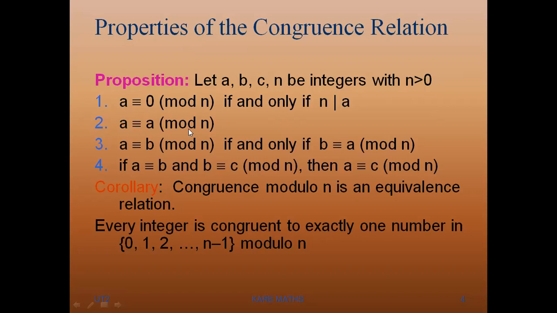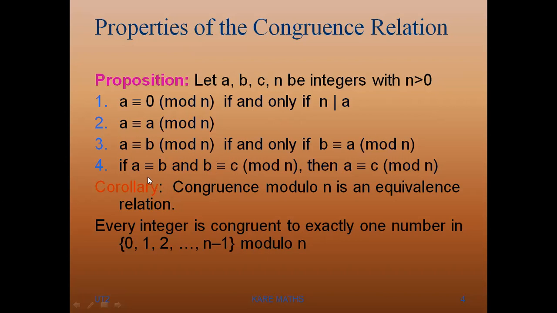Again, A is congruent to A mod n. Okay, this is a basic thing. And here, A is congruent to B mod n if and only if B is congruent to A mod n. Just like the previous one, A minus B is a multiple of n, and here B minus A is a multiple of n. This is both ways, vice versa.